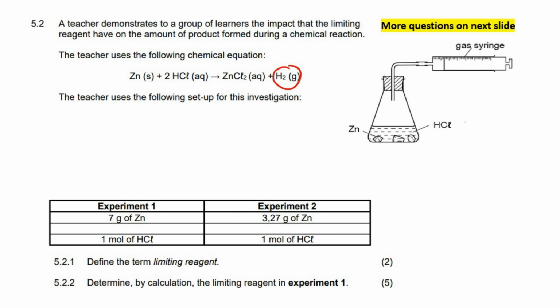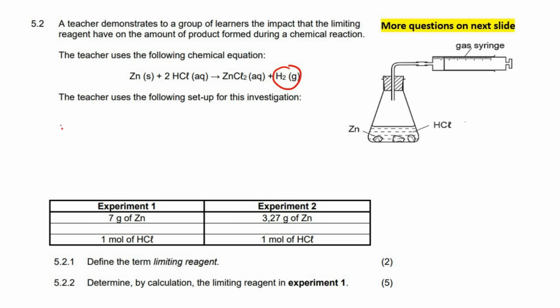Okay, so here we are told that there are 2 experiments. In experiment 1, we use 7 grams of zinc and 1 mole of HCl. In experiment 2, we use 3.27 grams of zinc and 1 mole of HCl. The first question, define the term limiting reagent.